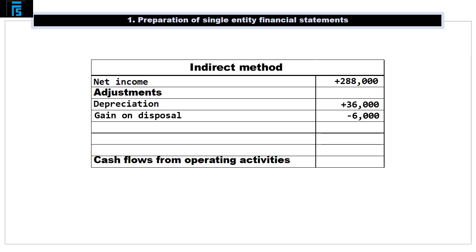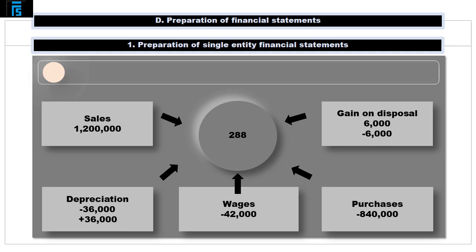Next, we turn to the gain on disposal. The gain itself is purely an accounting number and does not correspond to the amount of cash received for the asset sold. What we need to do is once again clear net income of the impact of the gain, which necessitates removing it by means of a negative adjustment of €6,000, a fact which we may also show in the graphical decomposition.